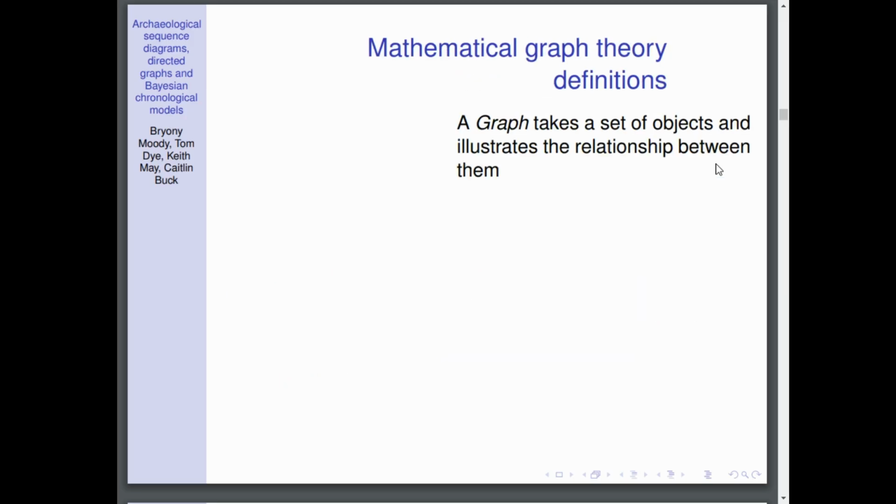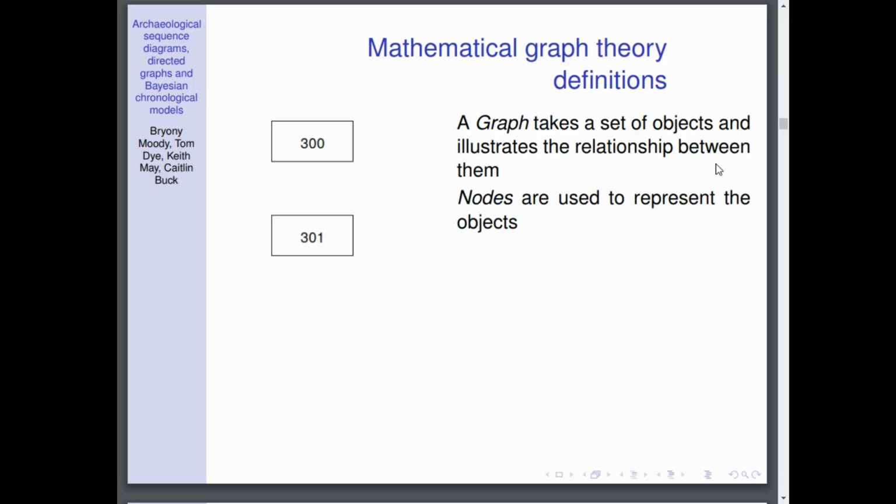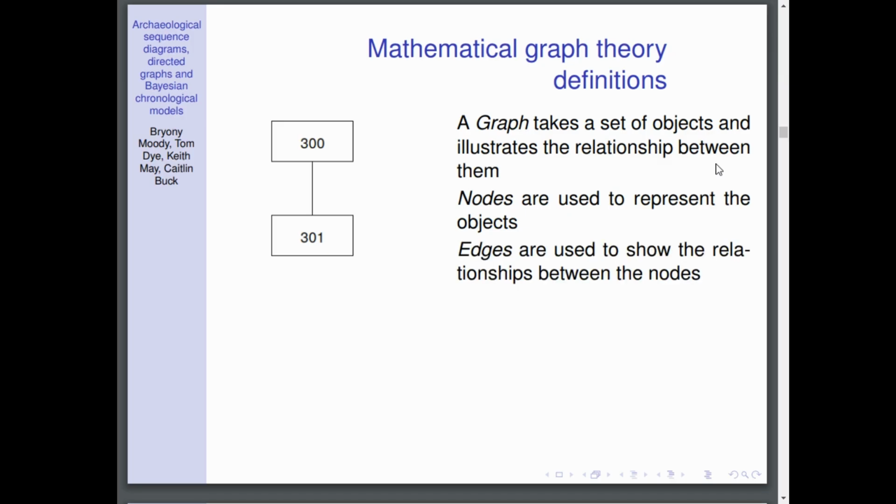So I'm just going to talk quickly about a little bit of mathematical graph theory, because it might be different to the traditional graphs that you might have in your head. So a graph takes a set of objects and it demonstrates the relationships between them. So I'll give some objects you're all familiar with. So here are two contexts, labelled 300 and 301. And these nodes are used to represent these objects. And then edges are used to represent the relationships between these nodes.